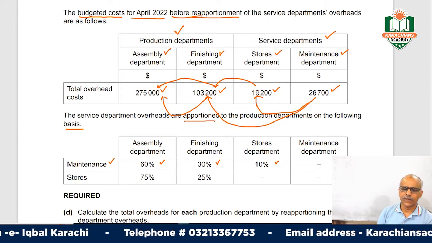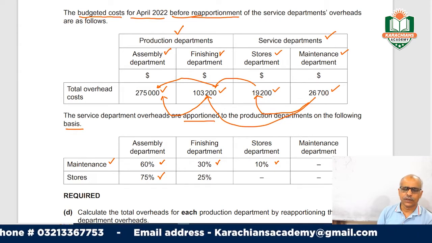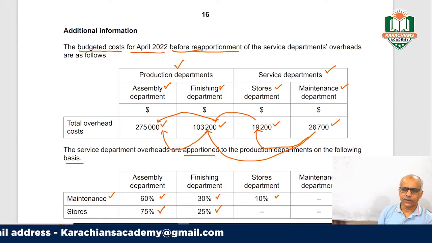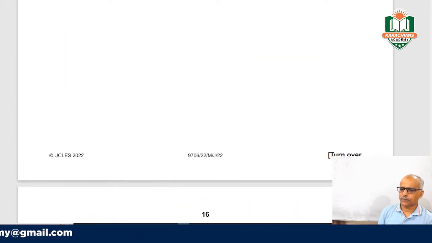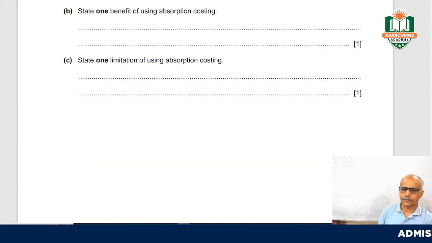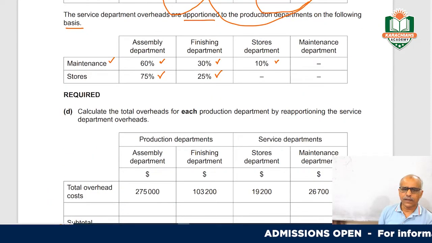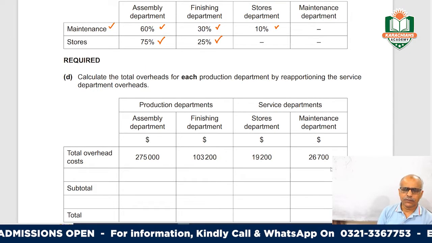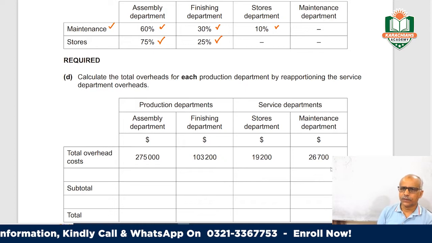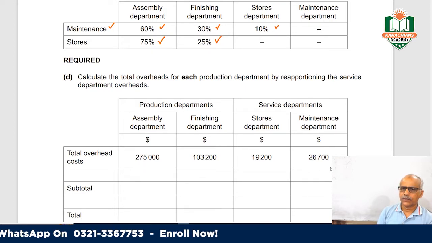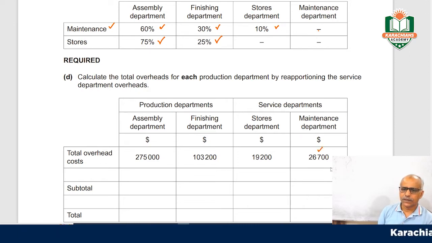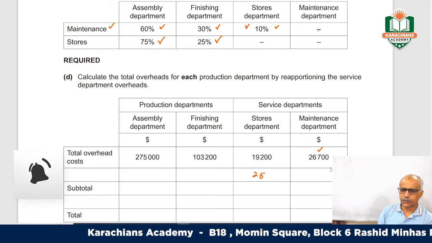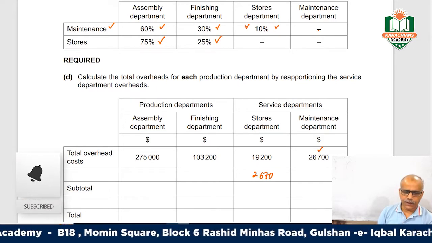The stores department serves 75% of the requirements of the assembly department, and 25% to finishing. So the bases are given to you. Simply, what we have to do is first allocate the maintenance department, which serves these three departments. The 26,700 is its cost. 10% goes to stores, which will be 2670.